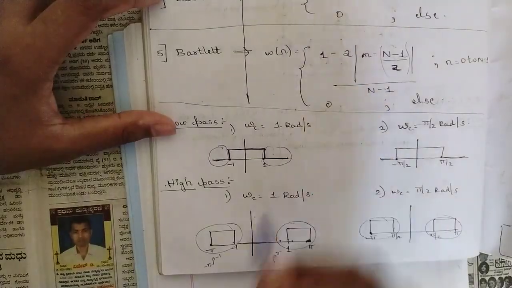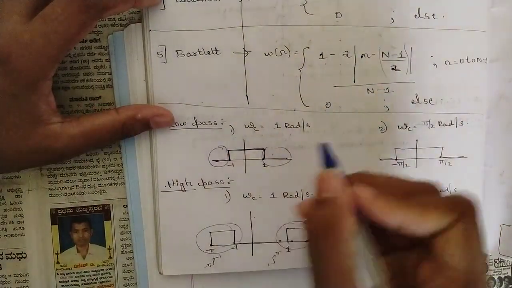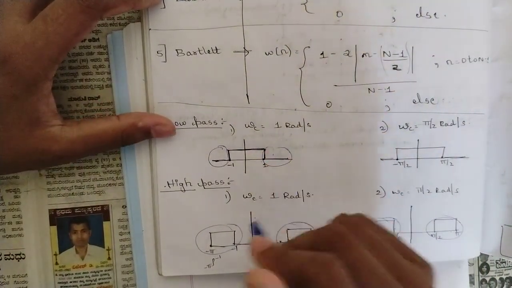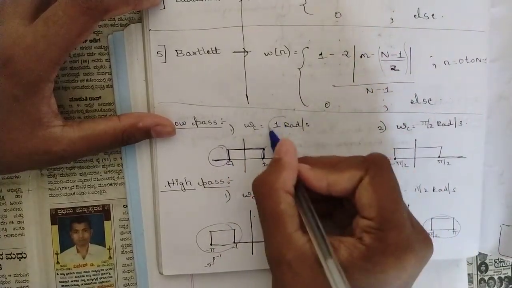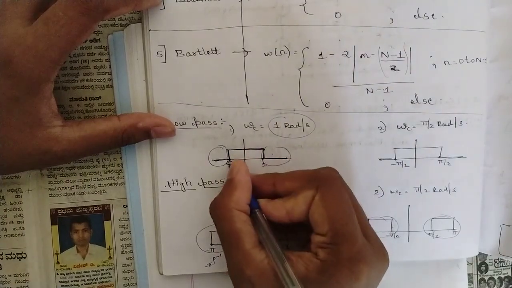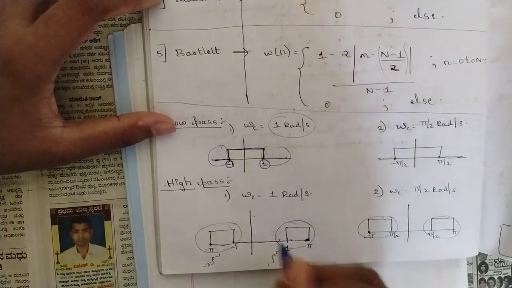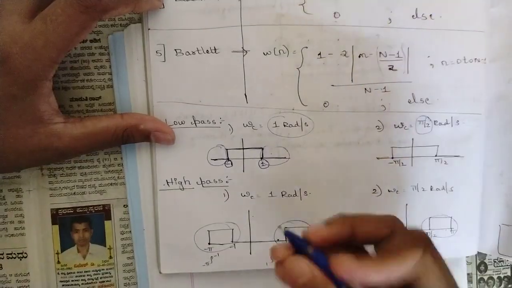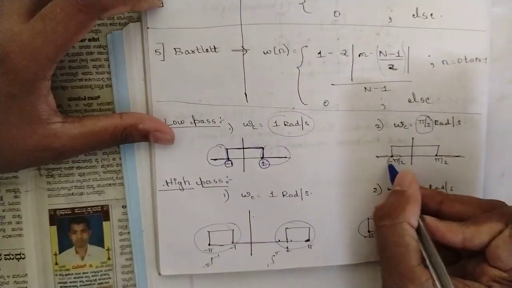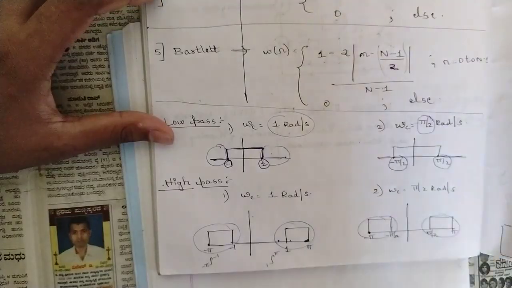So for a low pass filter we have only one single limit, one single integral. That is, if we have the value of omega c as 1 radian per second, the interval is from -1 to 1. Similarly, if we have the value of omega c as pi by 2 radian per second or any value, the interval would be equal to -pi by 2 to pi by 2.